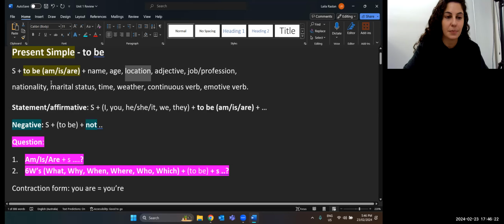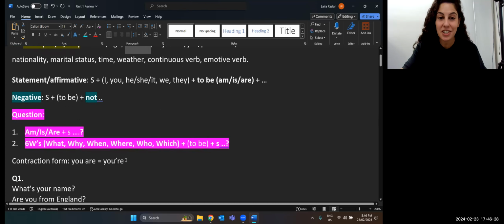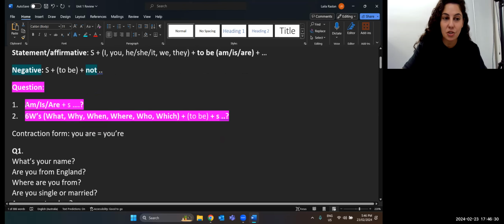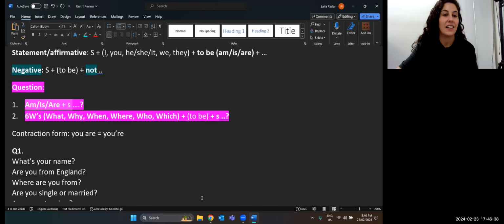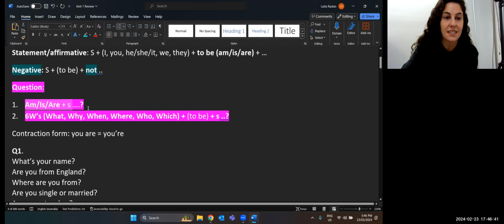Okay, so this first part is a statement, or affirmative. We have a negative, and then we also looked at asking questions. So you've got two ways to do that. First, you can start with the verb to be. So again, it depends on the subject. Is it am, is, are? Subject, and then the same information.